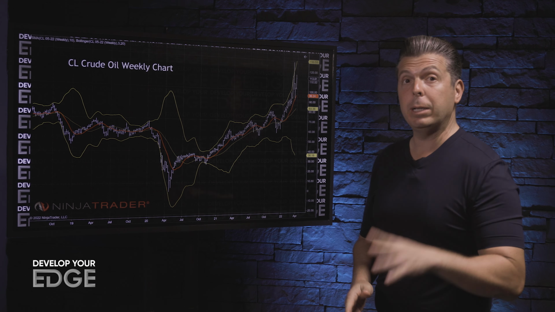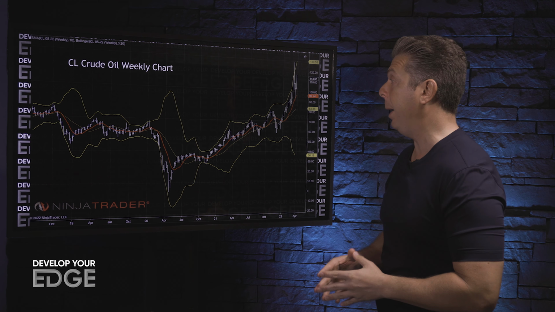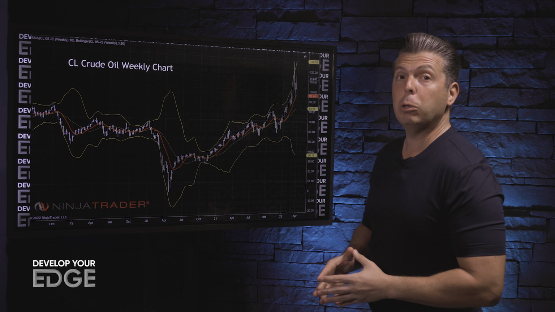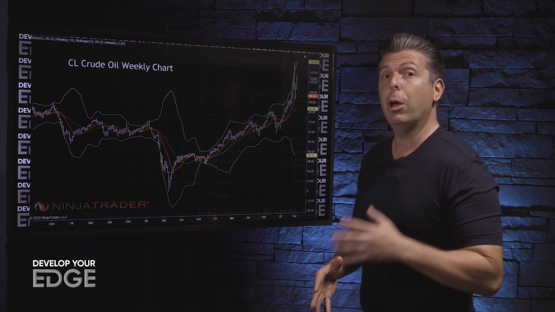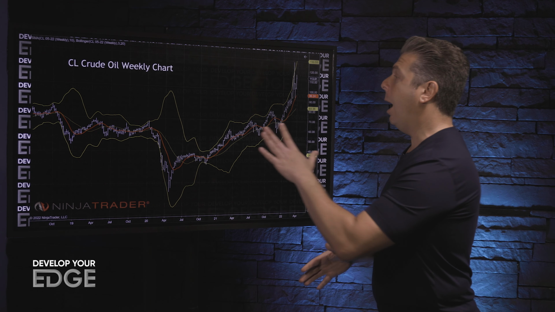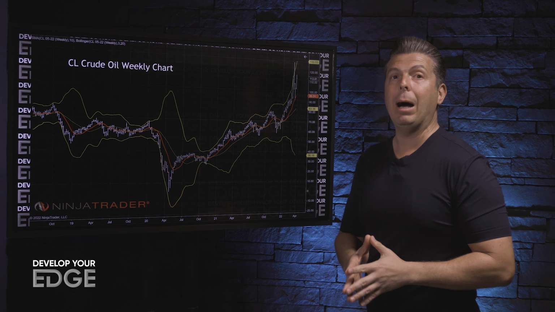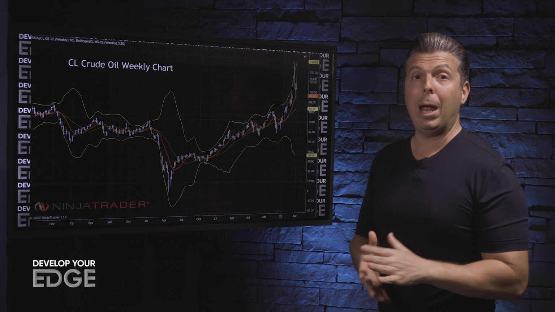You know I love my Bollinger Bands, 20 period, 3 standard deviation Bollinger Bands. The gold line is the middle Bollinger Band, 20-week moving average because we got a weekly chart, and the red is the 10-week simple moving average. I love the weekly chart to talk about the big picture primary trend.